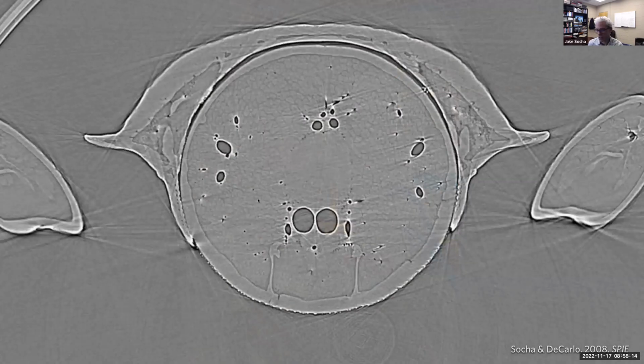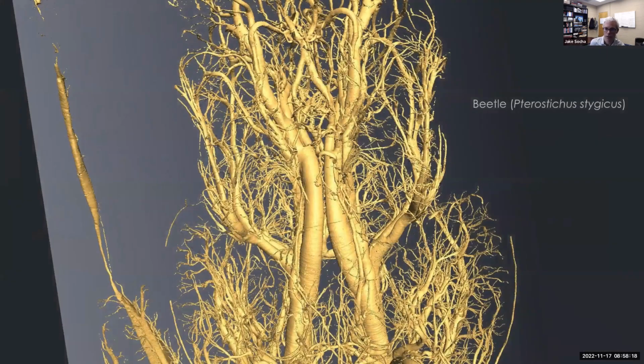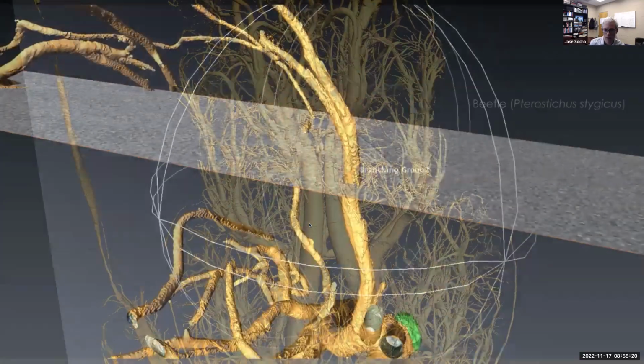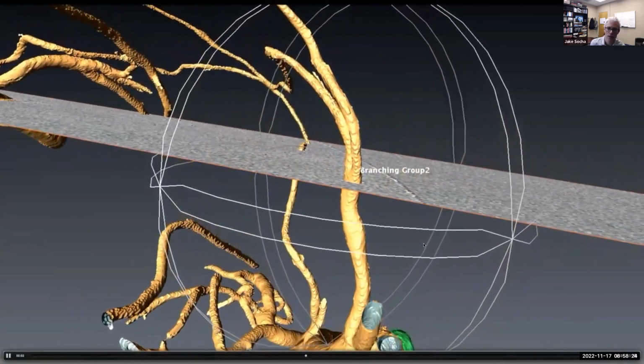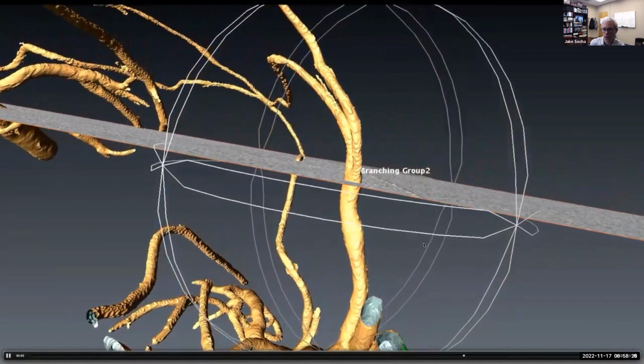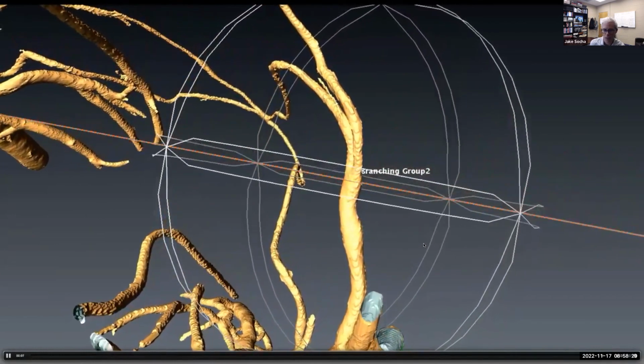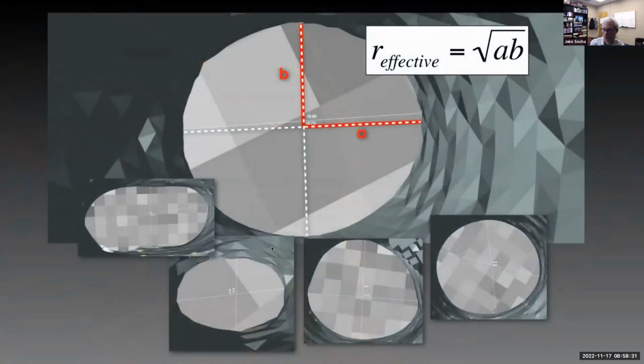And then you get images like this one. This is a slice from a beetle. And then you can reconstruct things like the tracheal system here, which is particularly nice because you can do things like taking a single tube there, rotating it so that you get the orthogonal axis. And now we can do things like look at the different cross-sectional areas of the tracheal tubes.